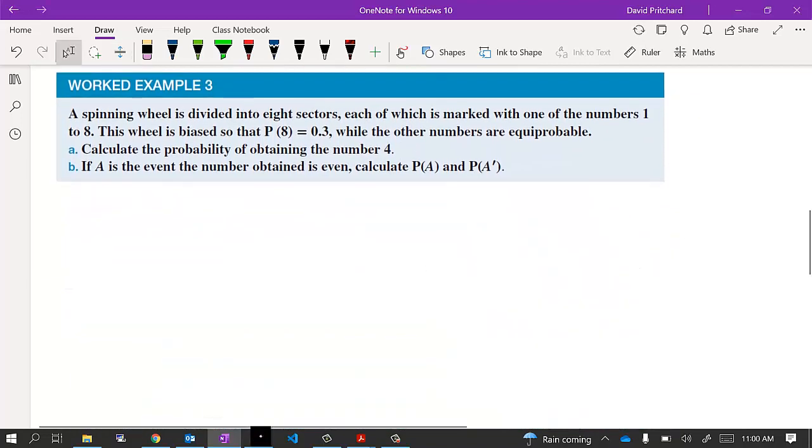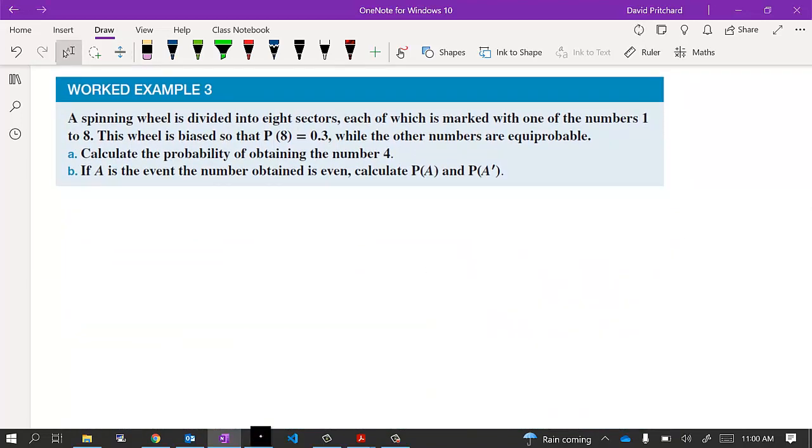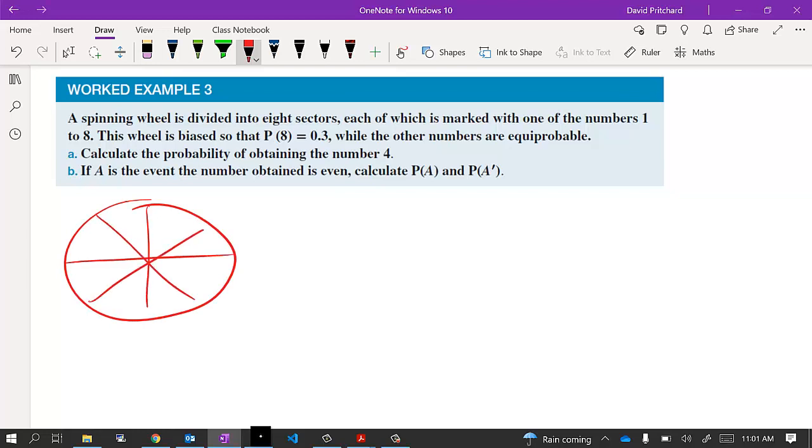Okay, so the first example, we've got a spinning wheel divided into 8 sectors, each of which is marked with one of the numbers 1 to 8. So pretty easy scenario. We've got a spinning wheel, and it's split into 8 sections. 1, 2, 3, 4, 5, 6, 7, 8.